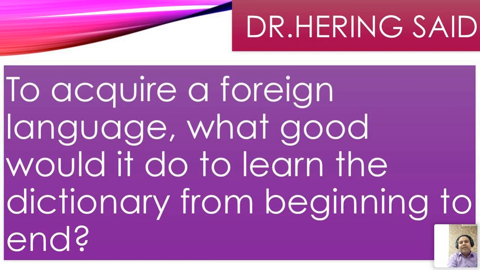Dr. Hering says that to acquire a foreign language, what good would it do to learn the dictionary from beginning to end? Just like learning a dictionary from beginning to end cannot teach you grammar, the nuances of that language, or communication skills, in the same way, learning Materia Medica by heart cannot teach you case management, the prognosis of the case, or the nuances of homeopathy practice, particularly in the clinic. So next, please.